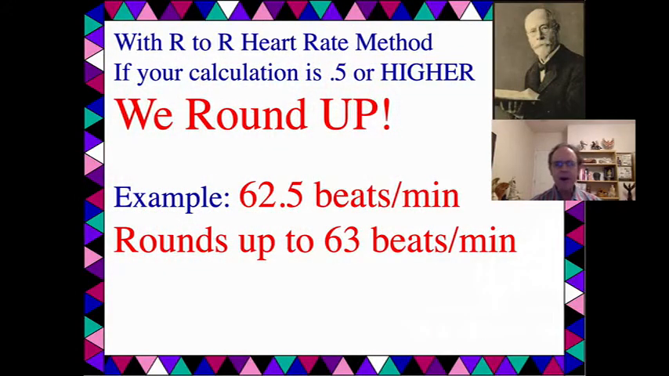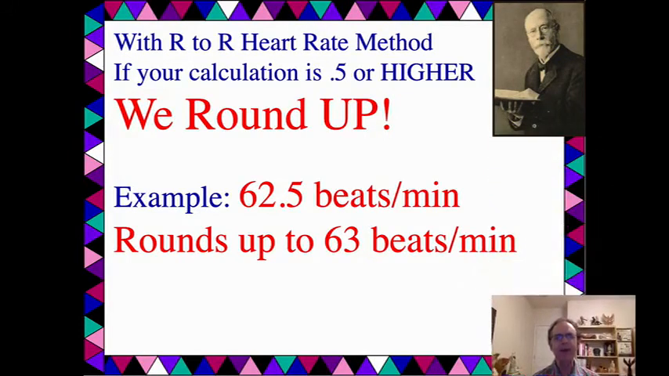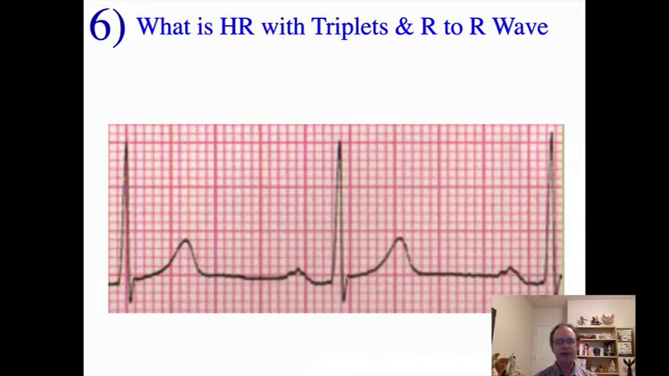With the R to R heart rate method, if your calculation is 0.5 or higher, we round up. So we don't use decimals with heart rates, class. If you have 62.5 beats per minute, round it up to 63 beats per minute. All right, here's number 6 on your exam. What is the heart rate with triplets and R to R?